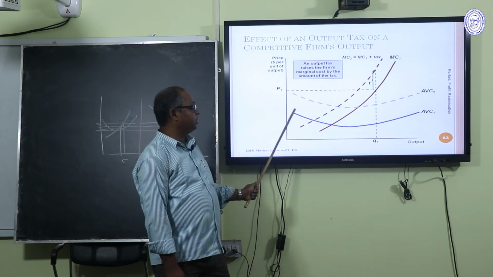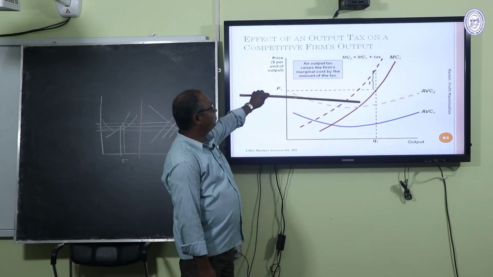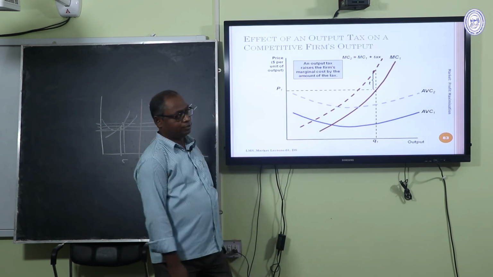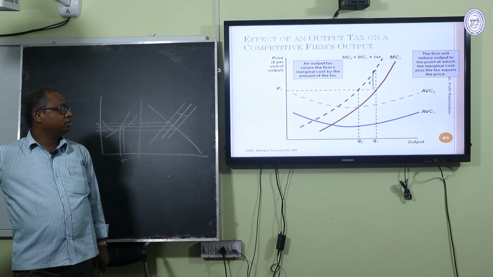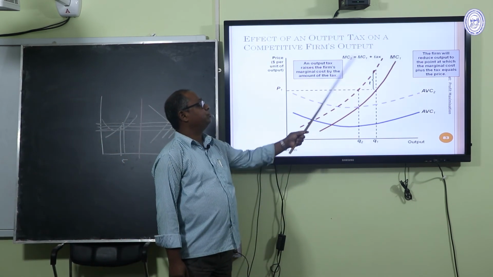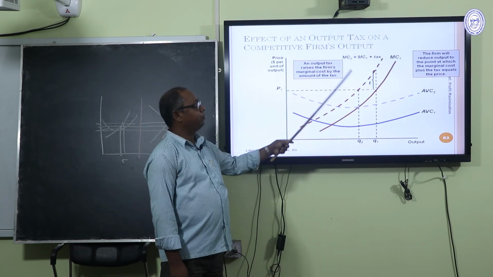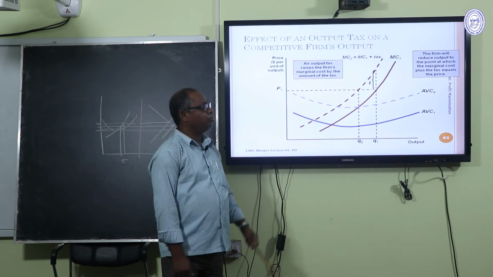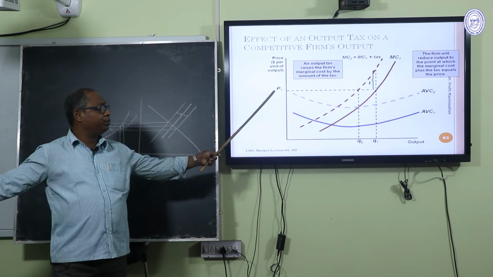Suppose we have the initial ATC and MC. Suppose price was P1, so each and every farm is earning supernormal profit. Now a tax is imposed at amount T. So what will happen? If the government imposes a tax of amount T, the MC curve shifts up by the amount of T, and that will cause the firm to reduce output, if price is at P1.